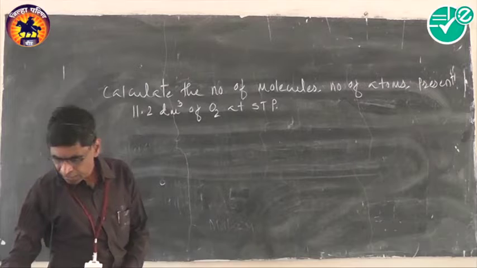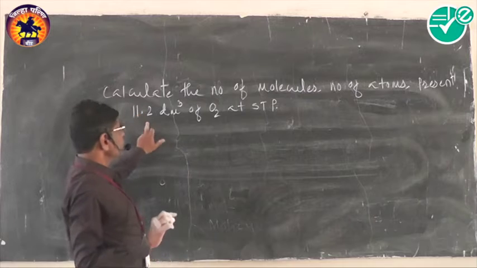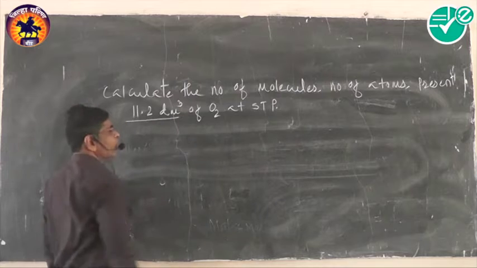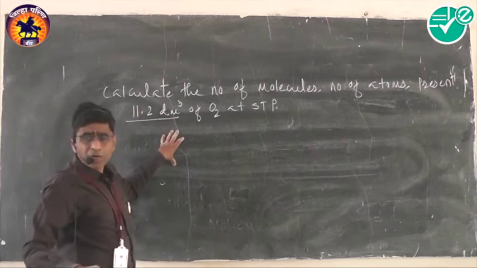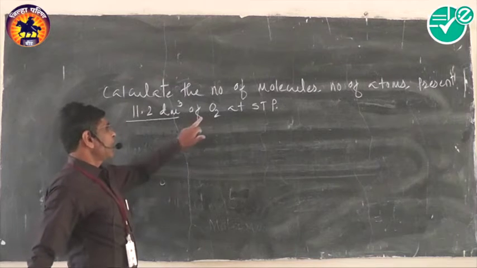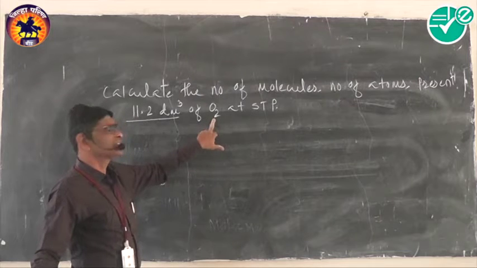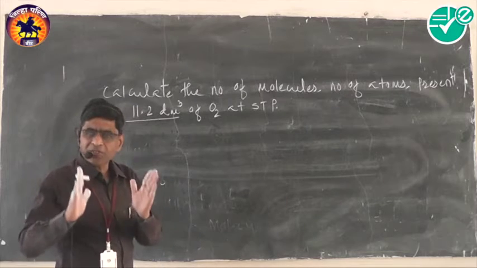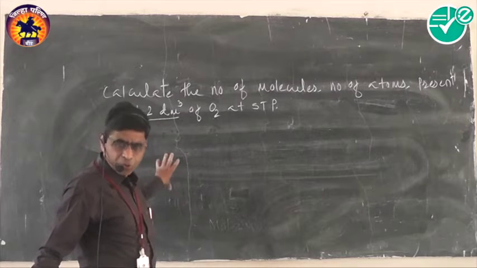Now very simple problem, again related to gram molar volume. Now we have to calculate the number of molecules and number of atoms present in 11.2 decimeter cube of oxygen. Now here always remember, what is gram molar volume? It is the volume occupied by 1 mole gas, 1 gram mole of gas. And in case of oxygen, molar mass of oxygen is 32. 16 plus 16 is the atomic mass. So molar mass is 32. And volume occupied by 32 gram of oxygen at STP, that is 22.4 decimeter cube.